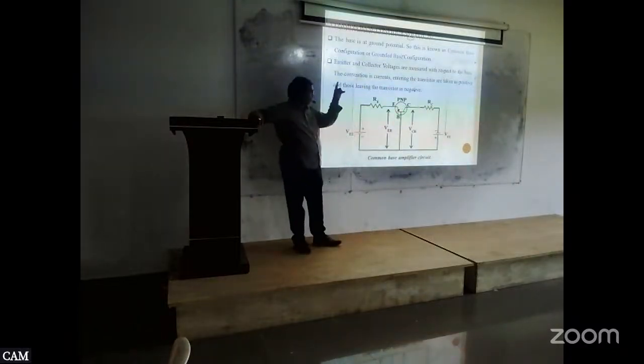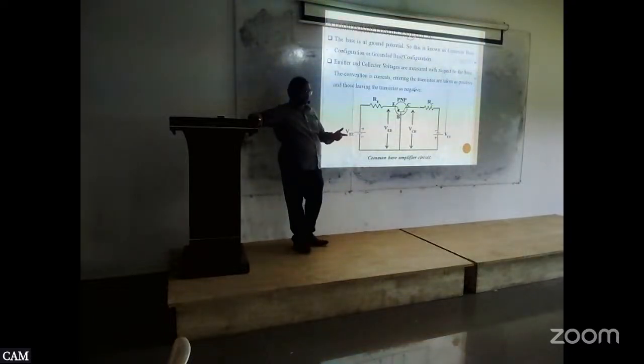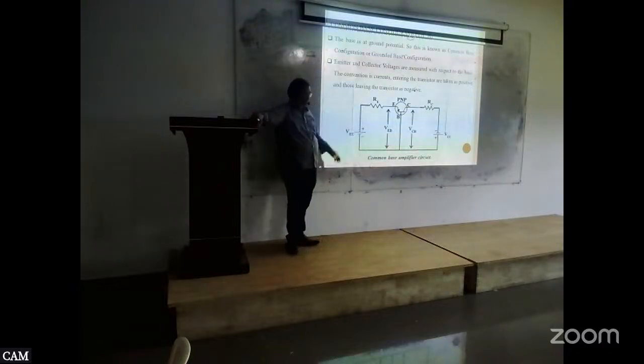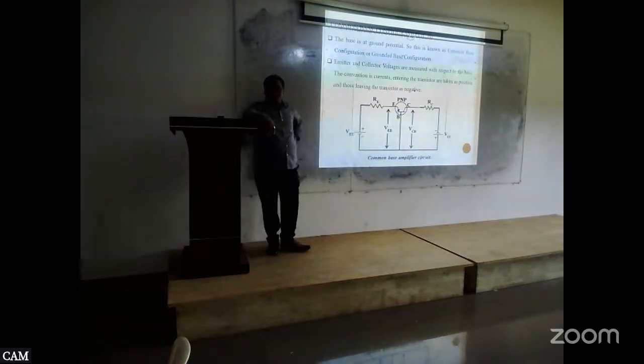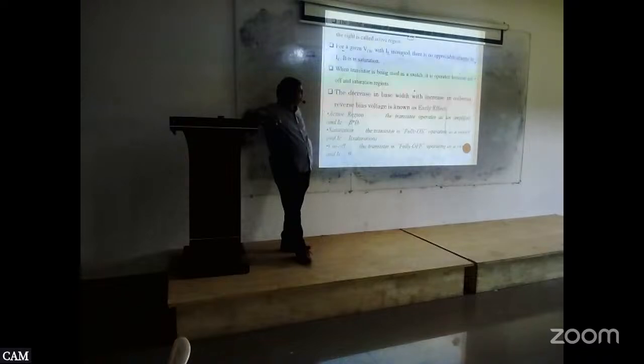Emitter base should be forward bias and collector base should be reverse bias. Then only the transistor will act in the active region. Inverse active region means exactly opposite, then cutoff region and saturation region. So the common base configuration is over. Next, common emitter as well as common collector circuit diagram, as well as the input and output characteristics, you have to know. Next. This common base is over.